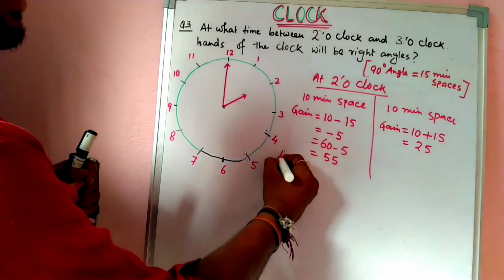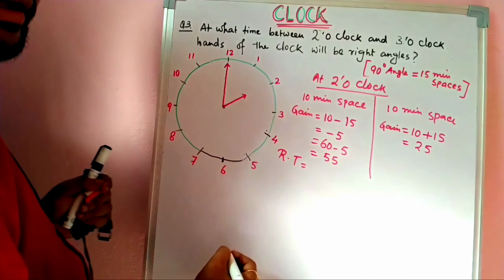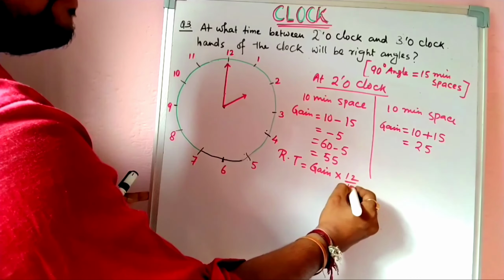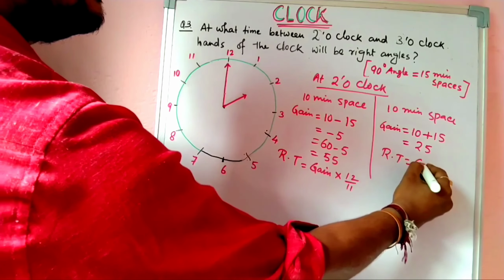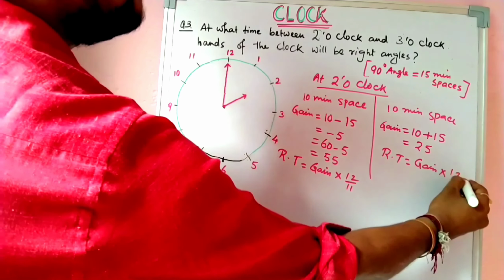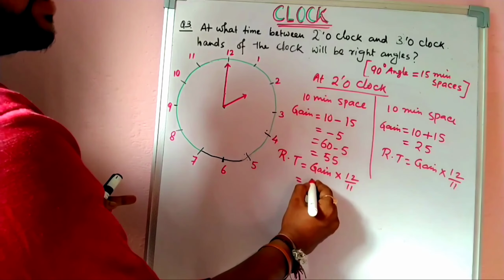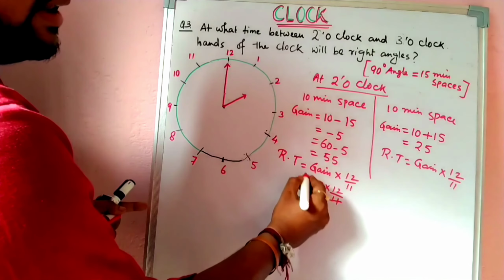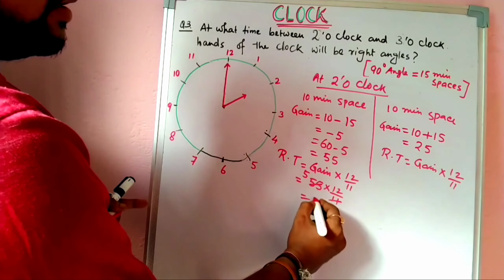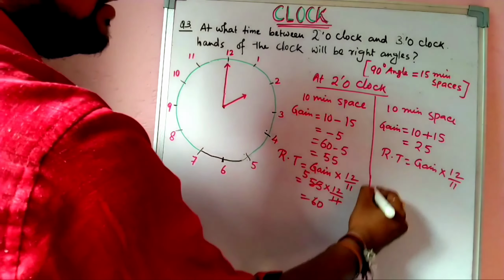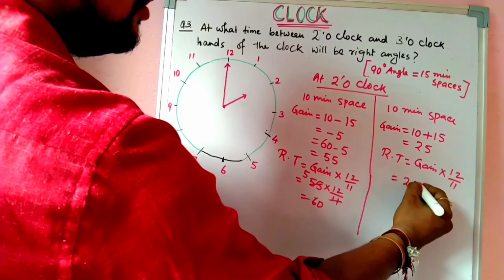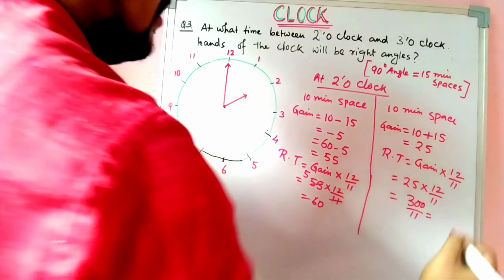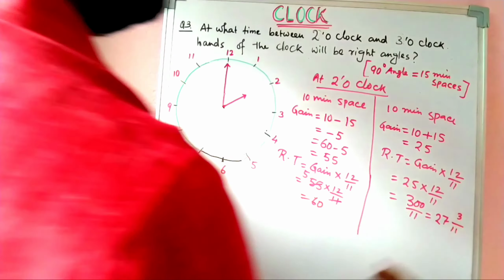Now you can calculate the required time, RT. It is nothing but gain multiplied by 12 by 11. Here also the same thing, gain multiplied by 12 by 11. Now gain is 55 multiplied by 12 by 11. If you cancel it, 5 into 12 is 60, right? And here gain is 25 multiplied by 12 by 11, 300 by 11, that is 27 3/11, right?